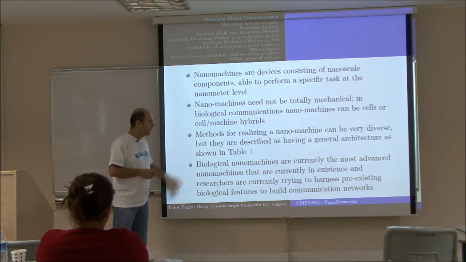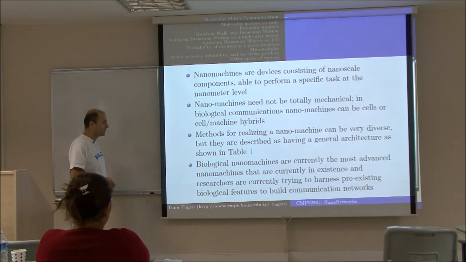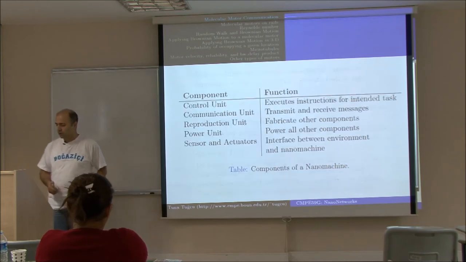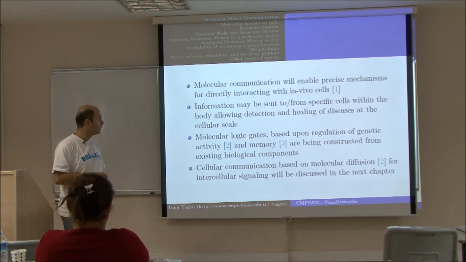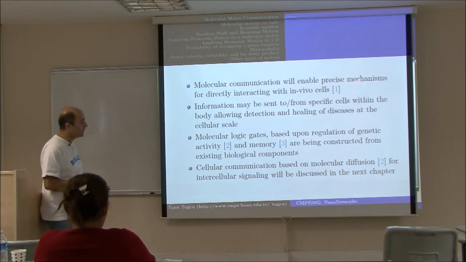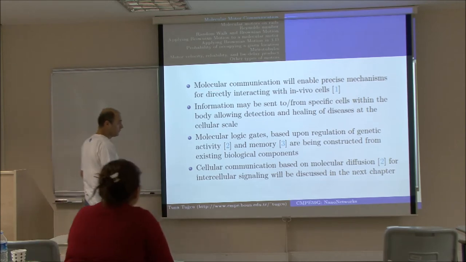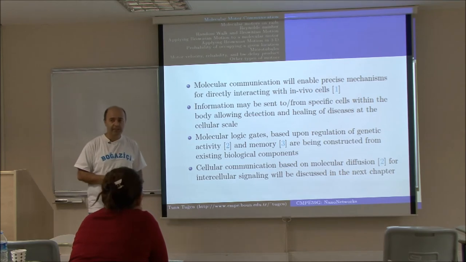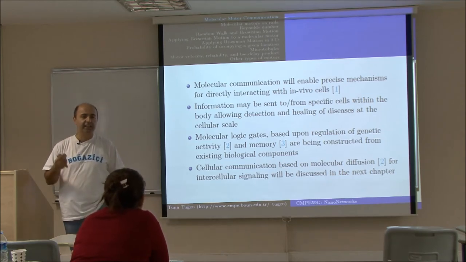So the biological nanomachines are currently the most advanced nanomachines in existence, and researchers are typically trying to harness the pre-existing biological features learned from nature to decide what to do. The molecular communications will enable us to develop precise mechanisms to directly interact with in vivo cells, which means cells inside a living organism.